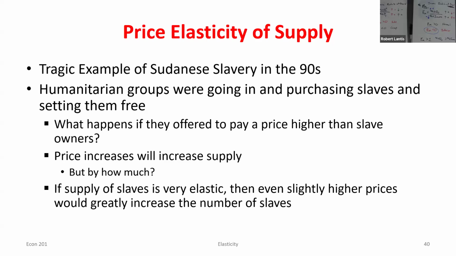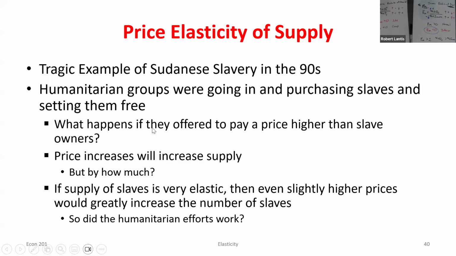So that when these humanitarian groups came in, even though they were only offering to pay a slightly higher price, if supply was very elastic, that small percent change in price led to a large percent change in the quantity supplied. Well, here, that's a really bad thing because there was a large percent change in the quantity supplied of slaves in Sudan, right? So just a unique example, thinking about how what we're talking about applies to some of these real world issues.